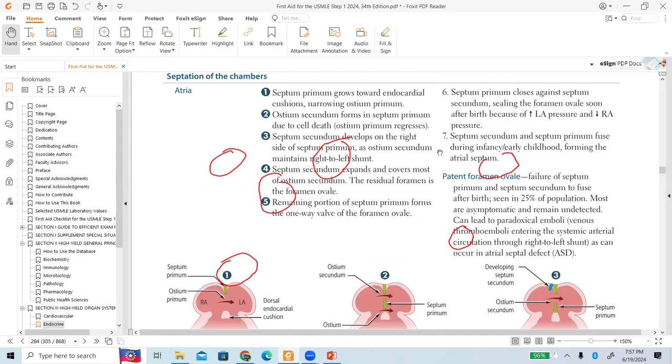So the left atrial pressure increases. Why does the left atrial pressure increase at birth? Because we inhale, lungs expand. So this leads to an increase in the left atrial pressure, because the pulmonary veins preload comes in the left atrium through pulmonary veins, right?